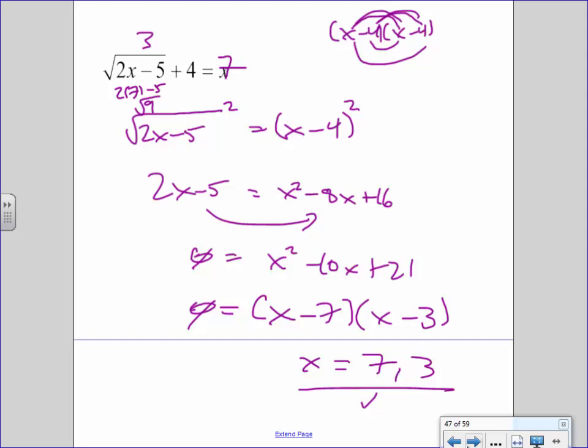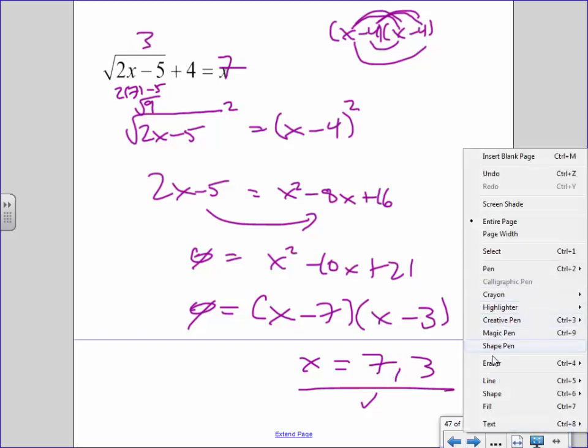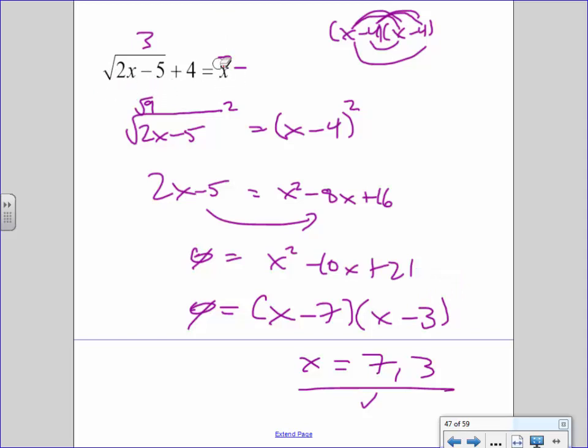But I got to show you this because this happens once in a while. What happens when I try 3? Where's my eraser? Try checking the number 3. 2 times 3 would give you 6, right? 6 minus 5 would give you 1. So then you square root 1. When you square root 1, it gives you 1. 1 plus 4 gives you 5. But wasn't it supposed to be equal to 3? This happens once in a while.